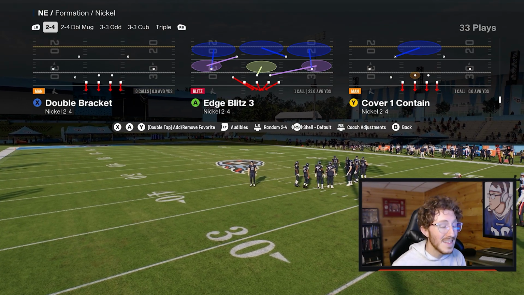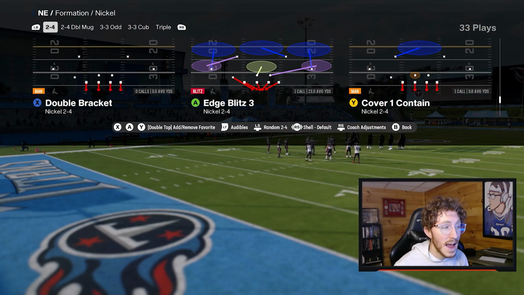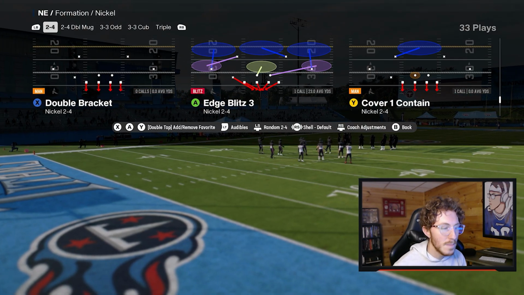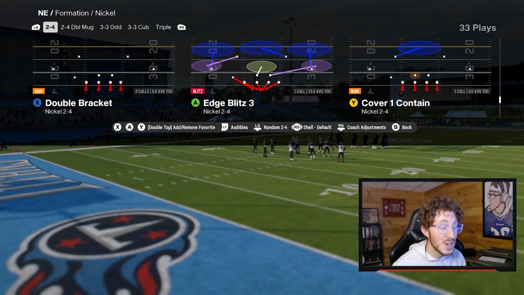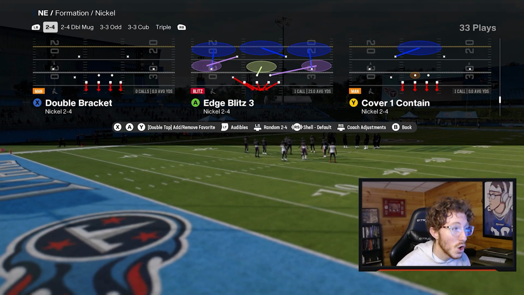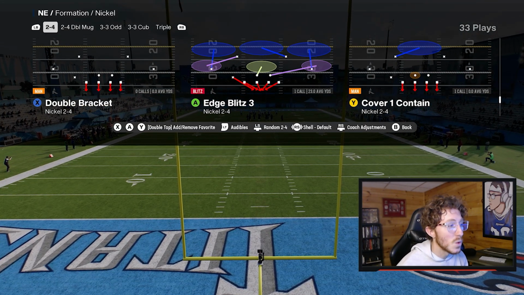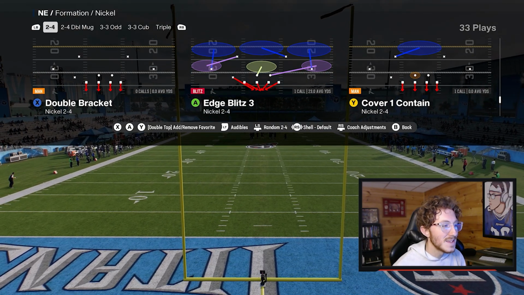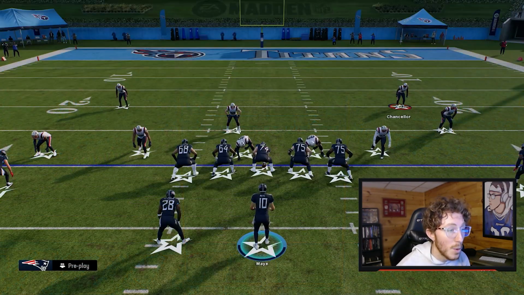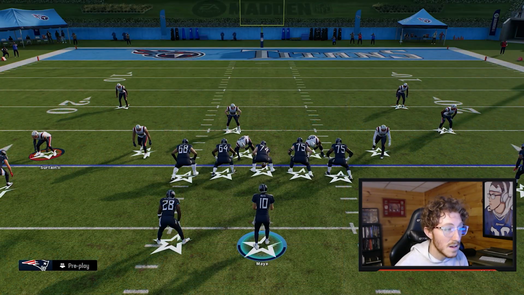Now, when you're running these style defenses, you're going to have a slot corner on the field, okay? It's not going to be out of your 3-4 odds and things like that, so you're going to see it more in your formations like nickel, 2-4, and things like that. So when we come out in this play, what you want to see is that the first player that's going to be doubled is whoever the slot corner is defending, okay?